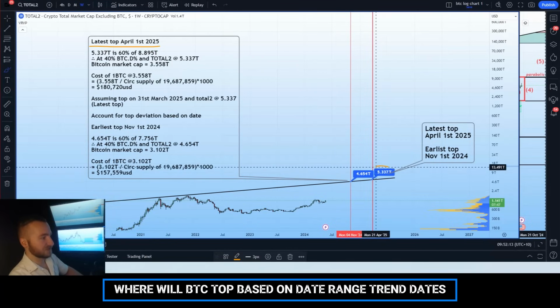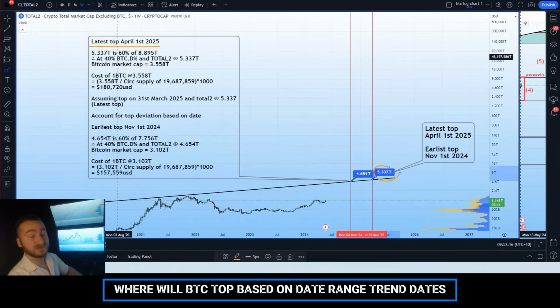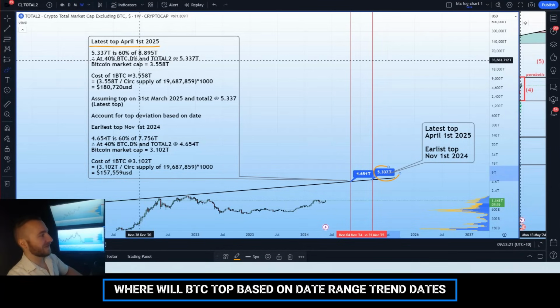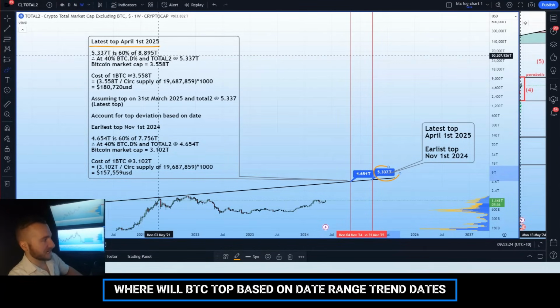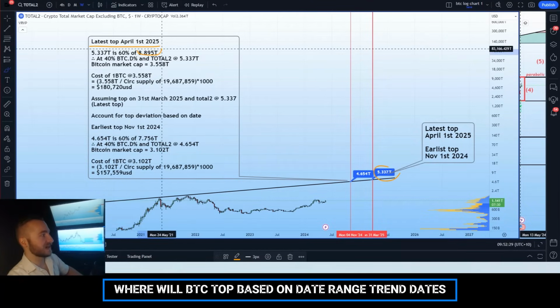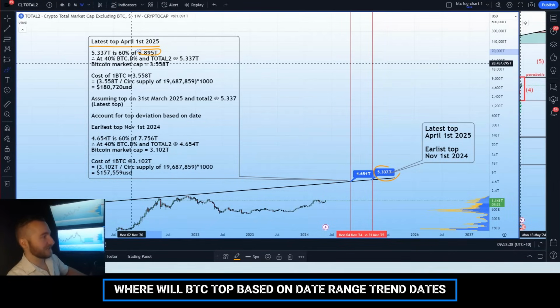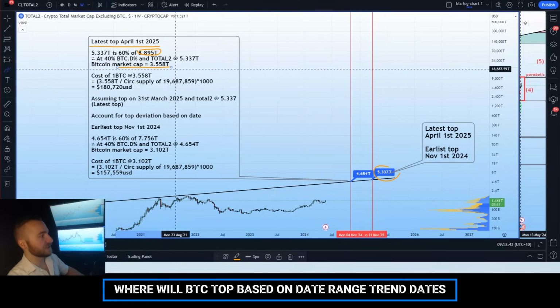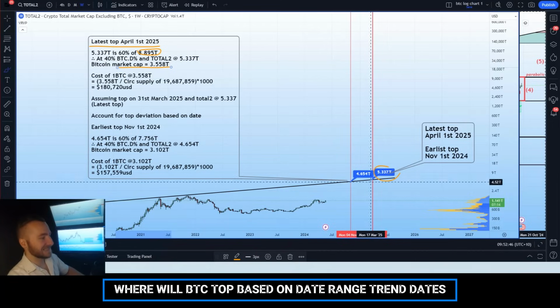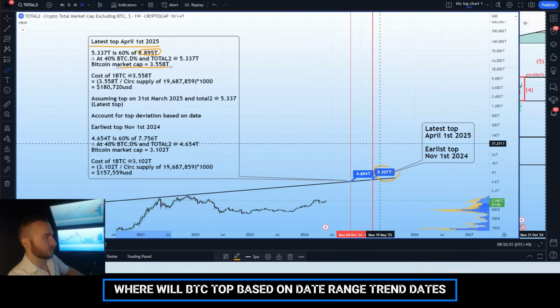trillion market cap, which we can see over here, at a 60% dominance, okay, because remember Bitcoin dominance would be at 40%. This is of a total market cap of 8.895 trillion, okay. If we add the 40% to 5.337, we get a total of 8.89 trillion. That's the total cryptocurrency market cap, which is estimated to be at the time of April 1st, 2025. With application of that 40%, we would expect the Bitcoin market cap to be a total of 3.558 trillion at the date point of April 1st, 2025, assuming Bitcoin dominance is at 40%.